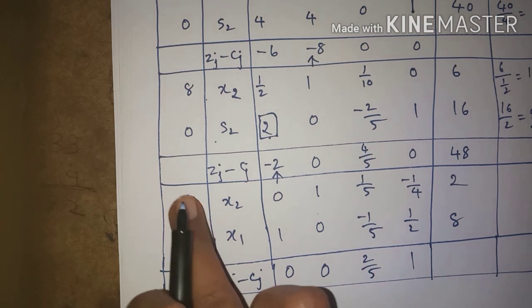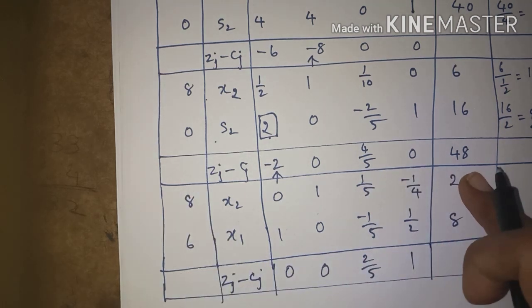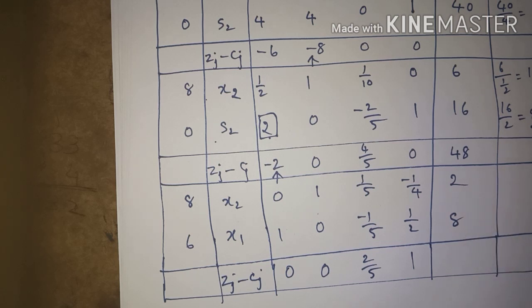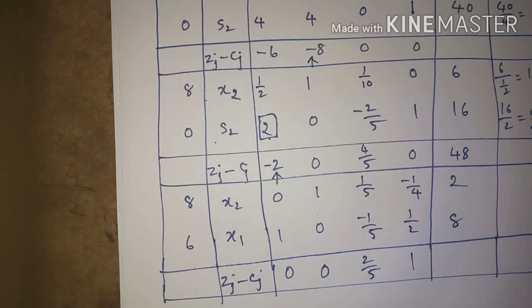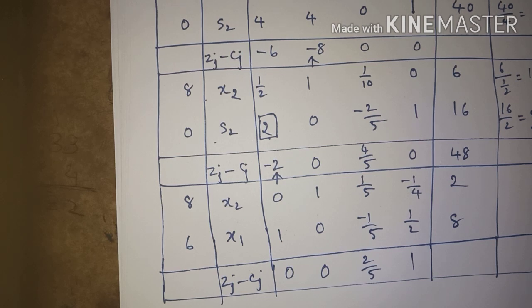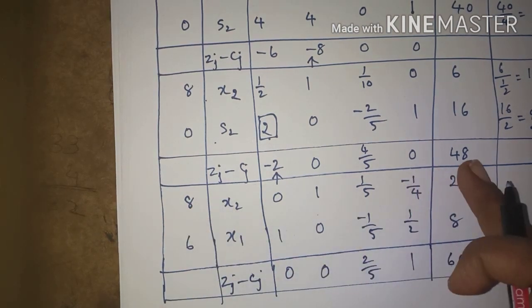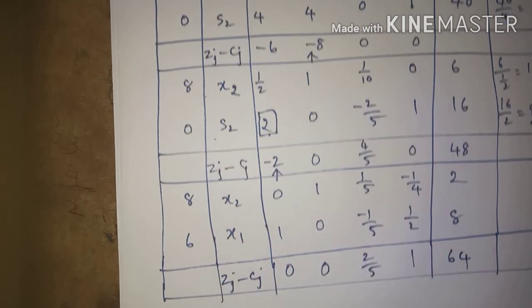Here now we will multiply. 8 into 2 is 16, plus 6 into 8 is 48. 48 plus 16, how much will you get? 64. Here, 8 into 2 plus 6 into 8 is 64.